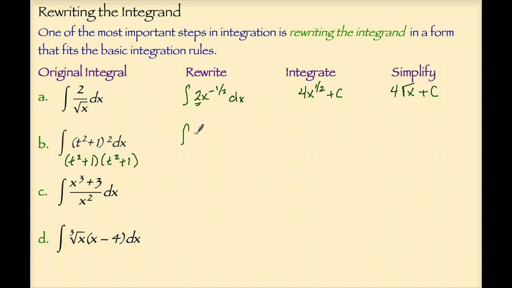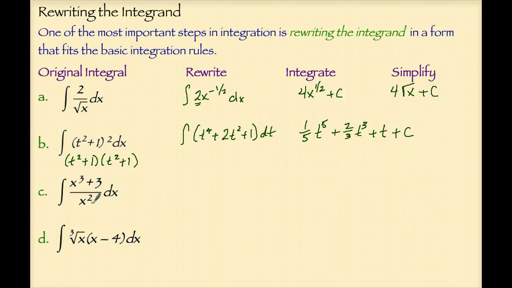This gives us the integral of t to the 4th plus 2t squared plus 1 dt, which means the integral will be 1/5 t to the 5th. Remember, we're just adding 1 to the exponent and dividing by the new exponent. And then we'll have 2/3 t cubed plus t plus c.